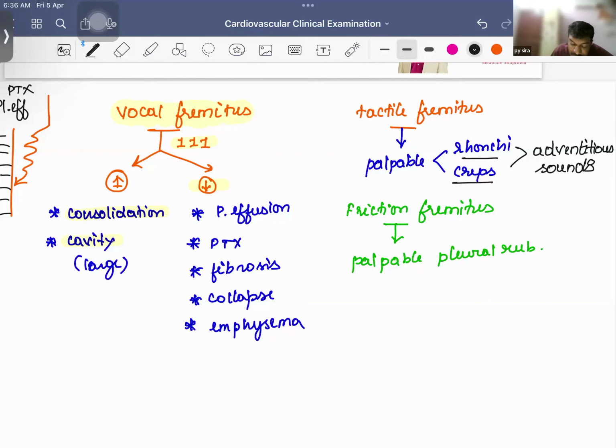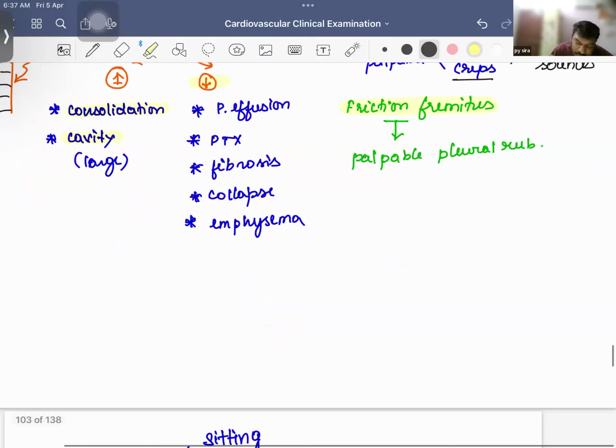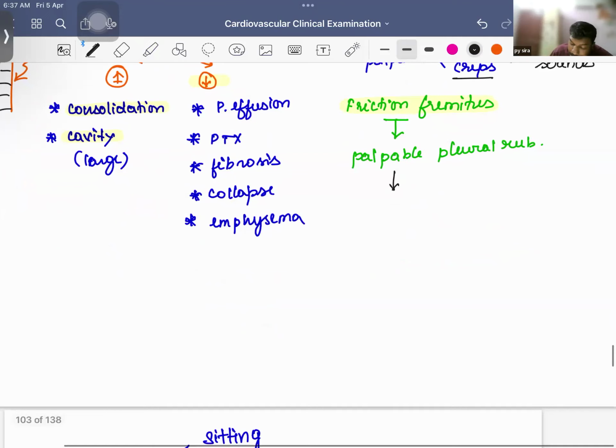Next is friction fremitus, which is a palpable rub. Usually when the patient has empyema, you can see the palpable pleural rub. This is very important to know and feel. These are a few important things which are very vital in your exam. These things are definitely going to be asked in your exam and you should be able to answer them.